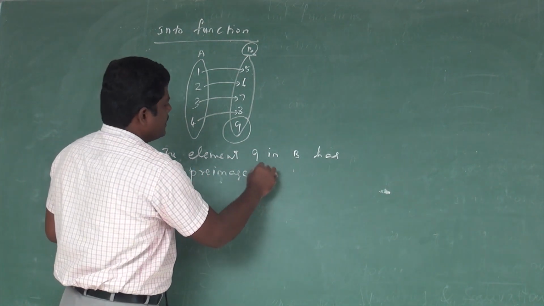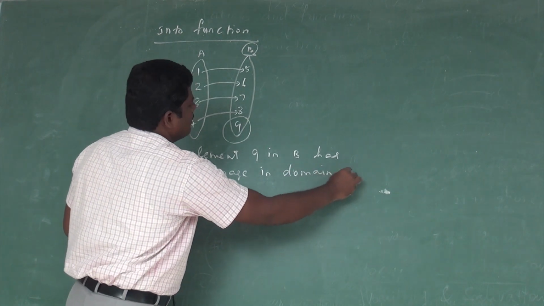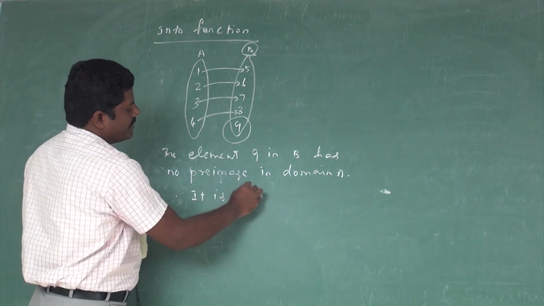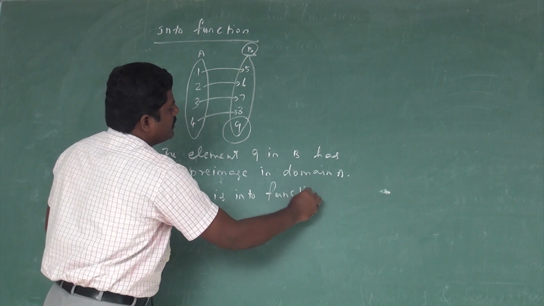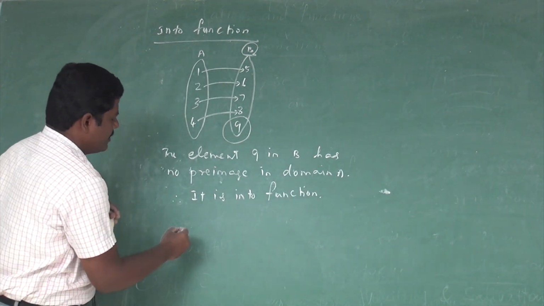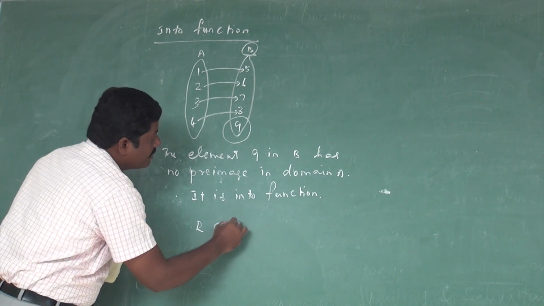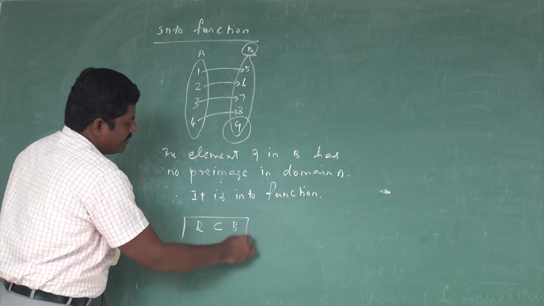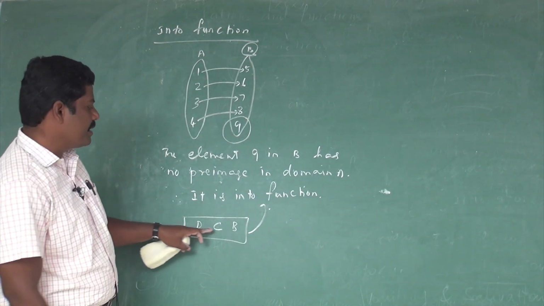Has no pre-image in domain A. Therefore it is an into function. That means range is a proper subset of codomain. In this case, this function is an into function. Range is a proper subset of B.